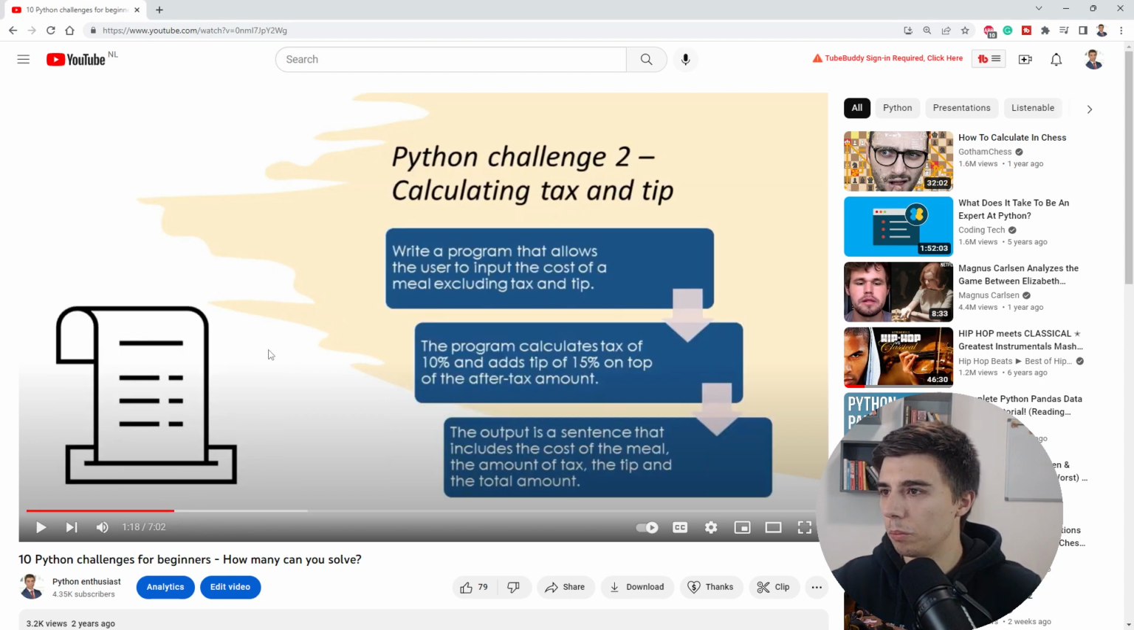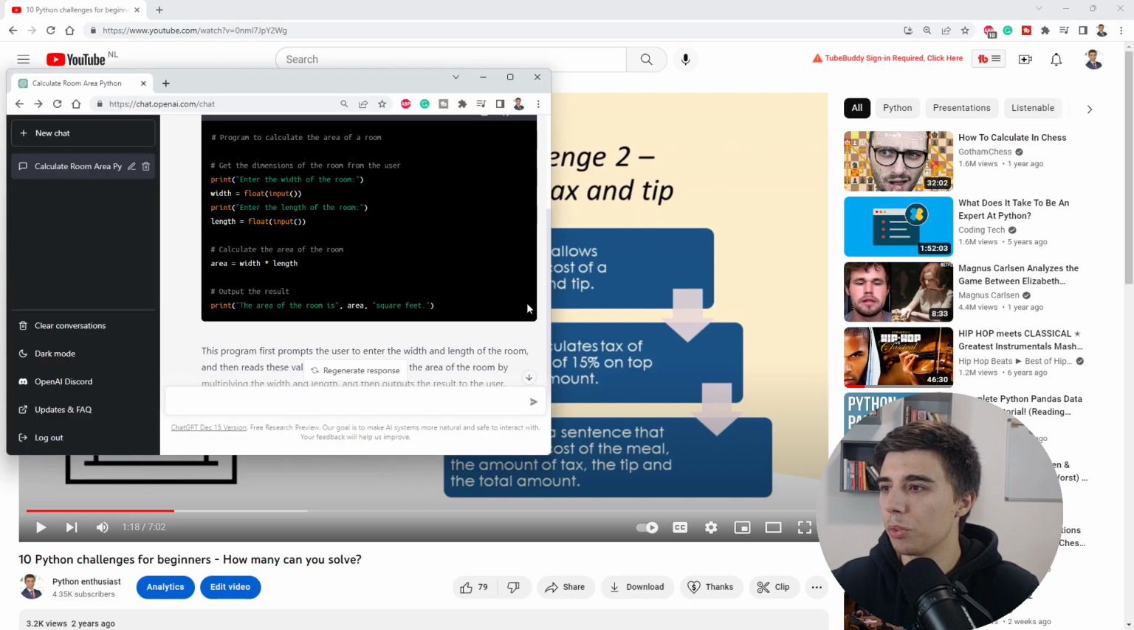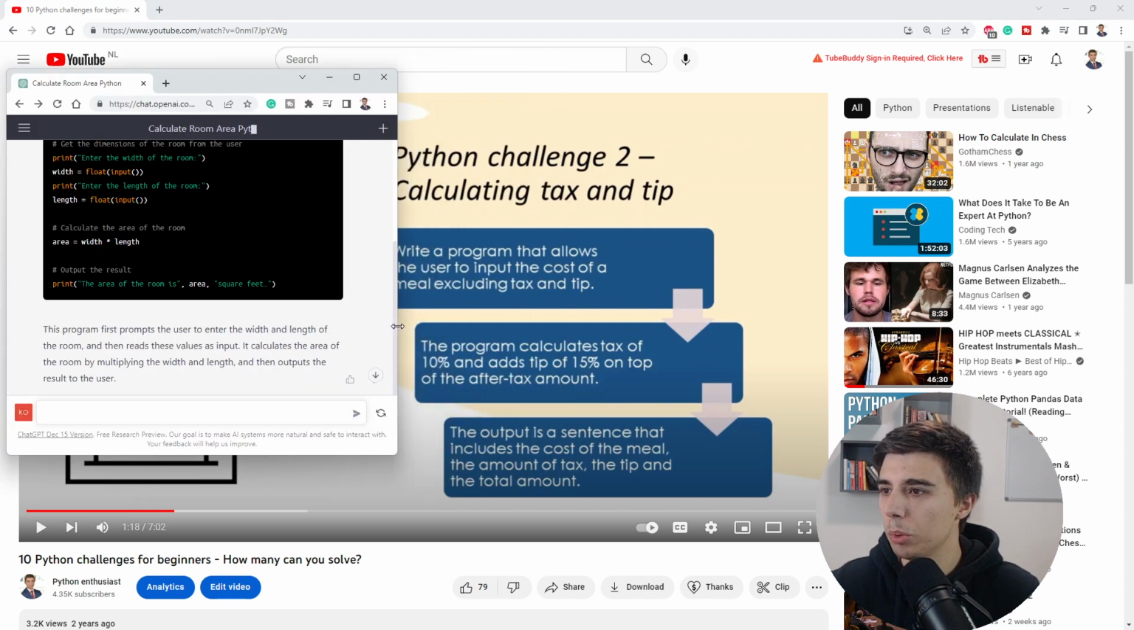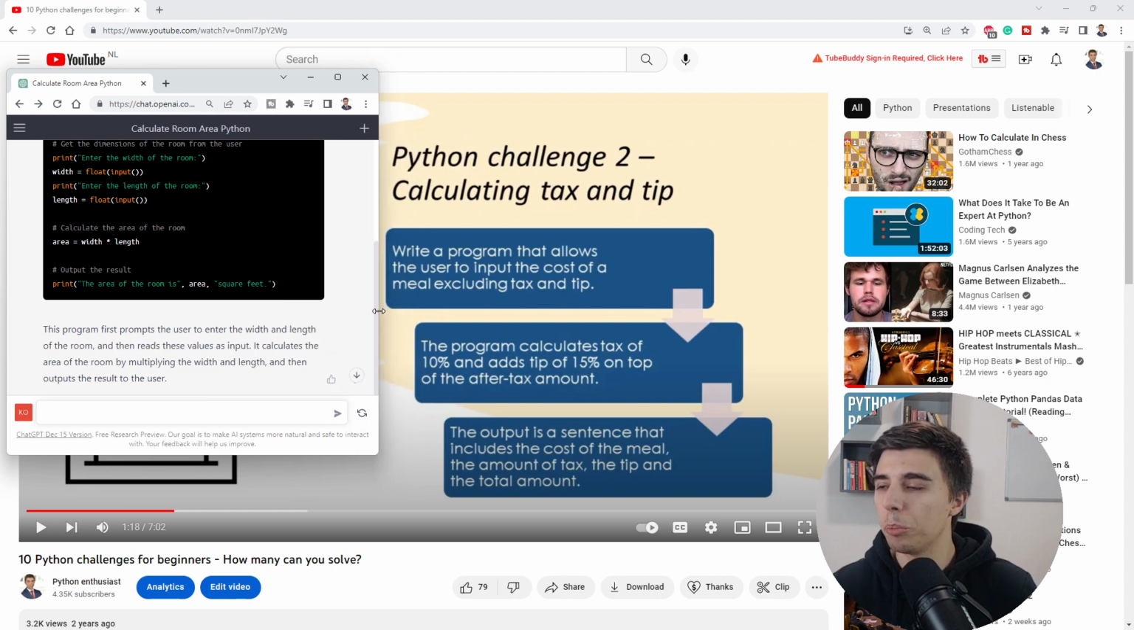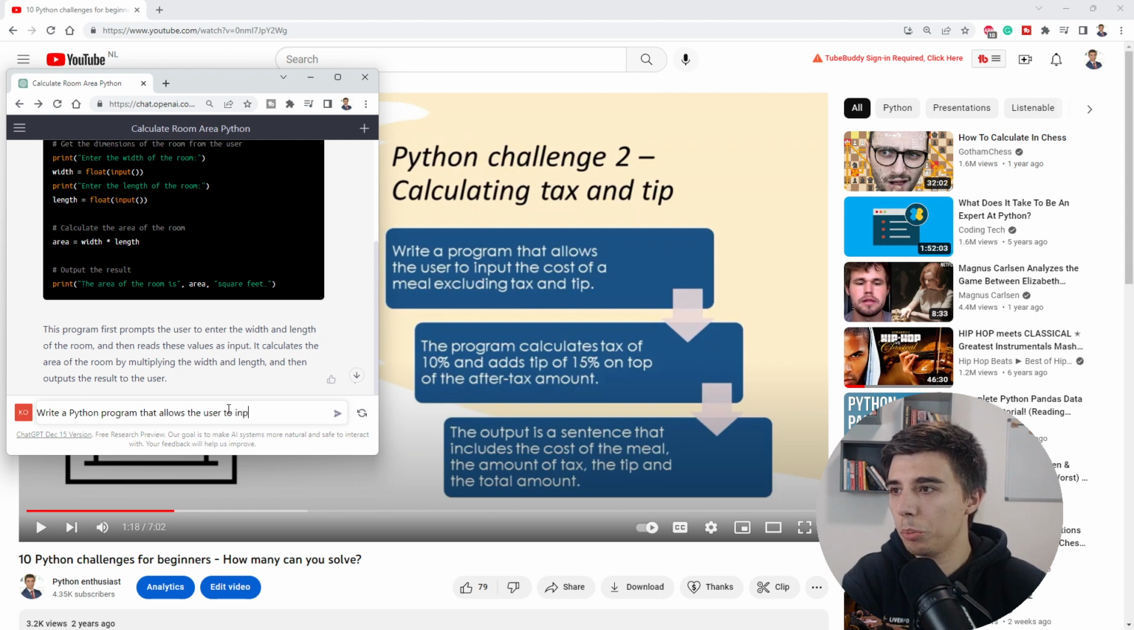So number two, calculating tax and tip. Write a program that allows the users to input the cost of a meal, excluding tax and tip. So that should be the input of the user. Then the program calculates tax of 10% and adds tip of 15% on top of the after tax amount. The output is a sentence that includes the cost of the meal, the amount of tax, the tip, and the total amount. So write a Python program that allows the user to input the cost of a meal excluding tax and tip.